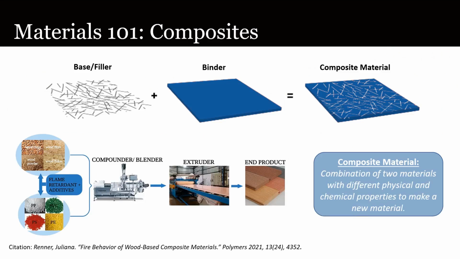Composite materials are a combination of two or more materials with different physical and chemical properties that are combined to make a unique material. To make a composite material, base materials or fillers are combined with various binders and additives. Often the base material is a form of wood chips, cellulose fiber, or a mineral. These binders can be cementitious or polymeric, using adhesives or a plastic resin.